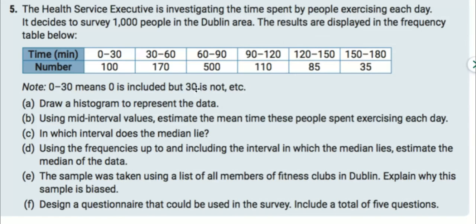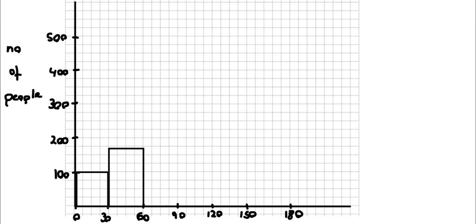So here's what we're going to do, guys. First of all, we're going to draw this histogram. I nearly have it done. Okay, lads, can anybody tell me what the 60 to 90 number is? 60 to 90 is how much? What, 170? No, that's 30 to 60.